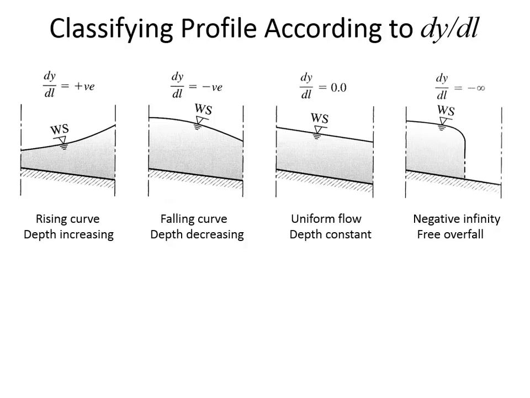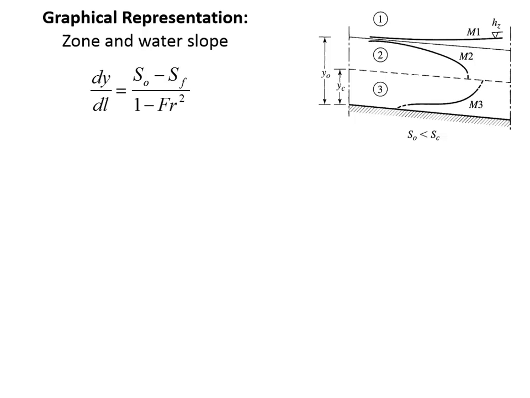This just shows you what's happening when you've got positive dy/dl, it's getting deeper in the direction of flow. A negative dy/dl means that the water depth is decreasing. If dy/dl is 0, then that means you've got uniform flow, and then dy/dl, if it's negative infinity, that means that there's a free overfall or maybe a wave of water, like in a flash flood situation.